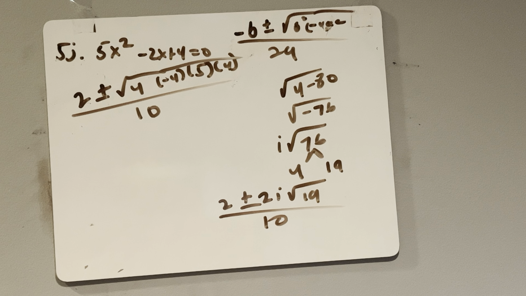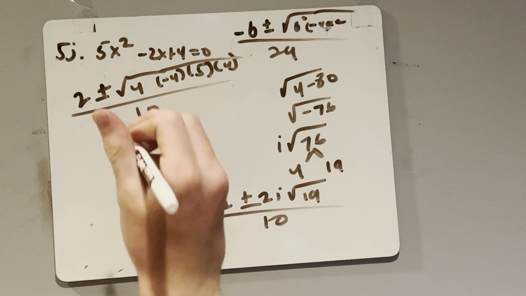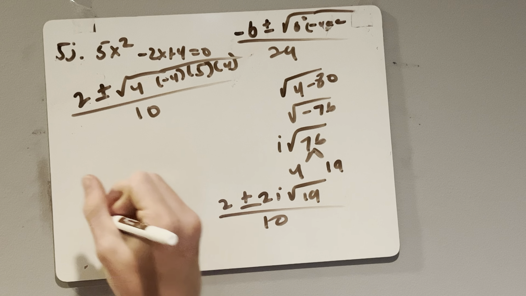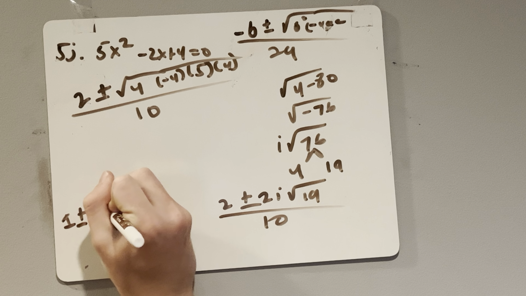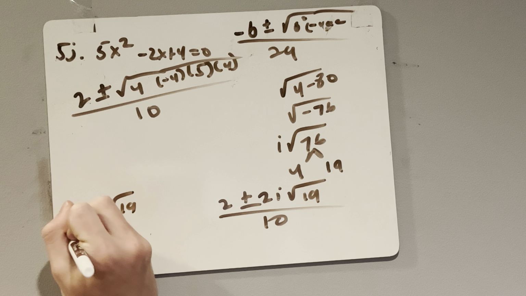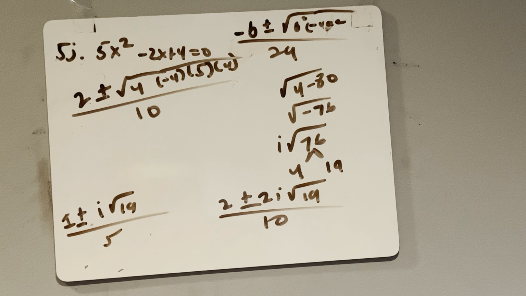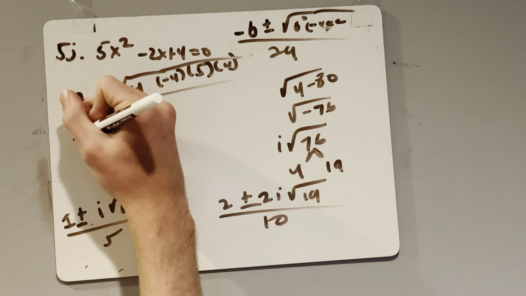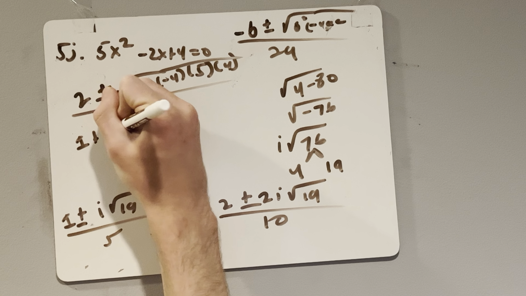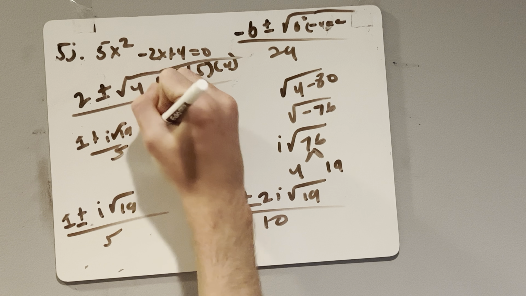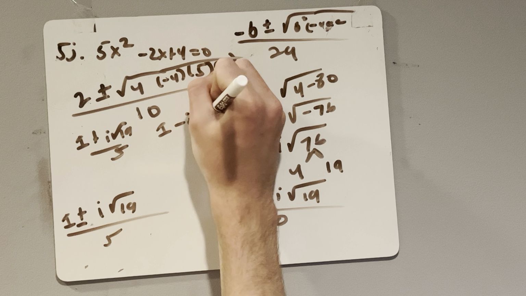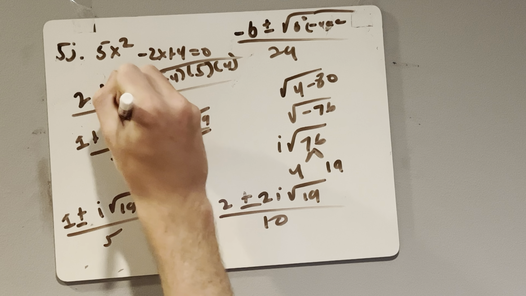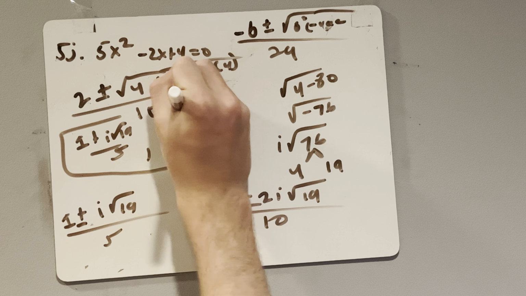From here, the next step is to simplify. We can divide everything in this equation by 2. We get 1 plus or minus i radical 19 all over 5. And the plus or minus gives us the two answers to our equation, which would be 1 plus i radical 19 over 5 and 1 minus i radical 19 over 5, which are our two x values.